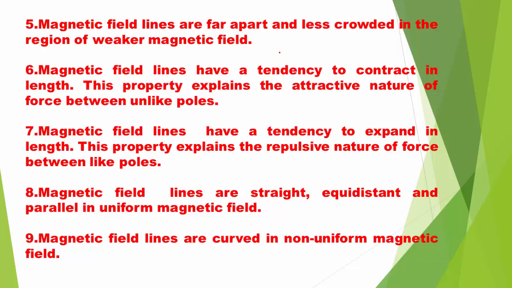And some more important properties. Magnetic field lines have a tendency to contract in length, and this property explains the attractive nature of force between the unlike poles. Like poles repel each other, unlike poles attract each other. Field lines have a tendency to contract in length.